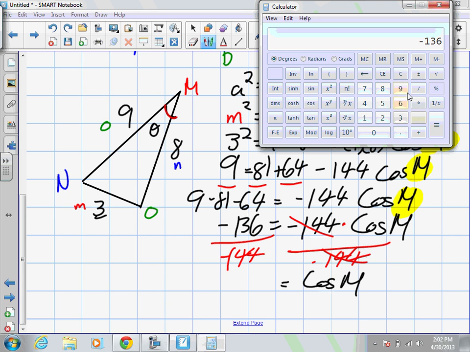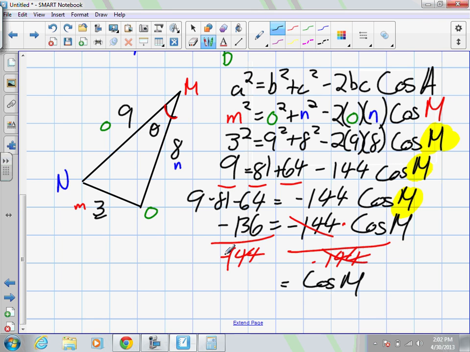Negative 136 divided by negative 144 is positive 0.94, not 9.4. Okay. Are we done? Is that the angle? What do we have to do next? What do we do for solving for an angle? Not sine, but cos. That's right.